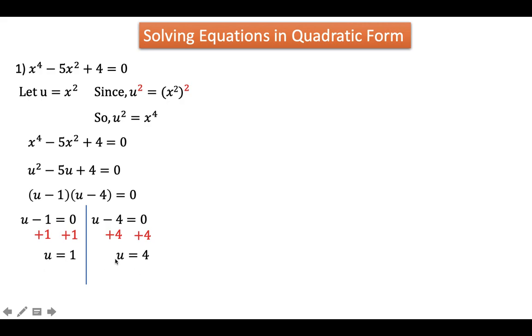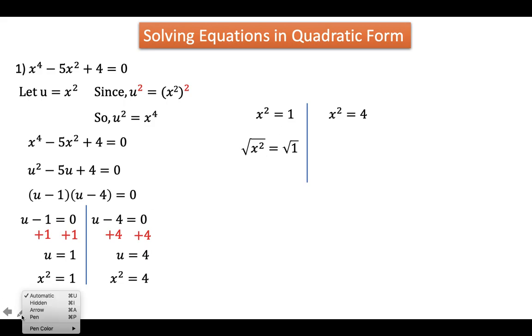Since this u is originally equal to x squared, we need to replace this u by its original form, which is x squared. So x squared is equal to 1. This one becomes x squared is equal to 4. Then let's start solving the values of x. So we can square root each side of this equation so that the radical eliminates the square and x is left. And the square root of 1 is plus minus 1.